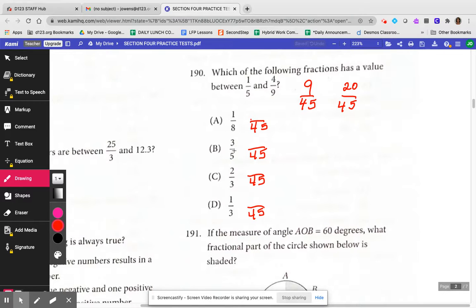Let's see, 5 would go into 45 9 times, 3 times 9 would give me 27. That's too big. 3 goes into 45 15 times, 2 times 15 is 30, too big. And 3 going into 45, again, 15 times 1 is 15, which would fit in between these two. So that is D.